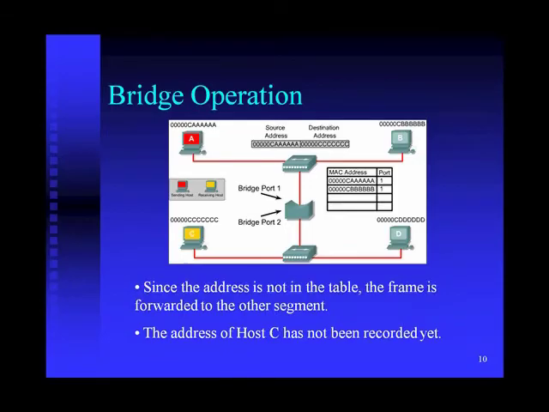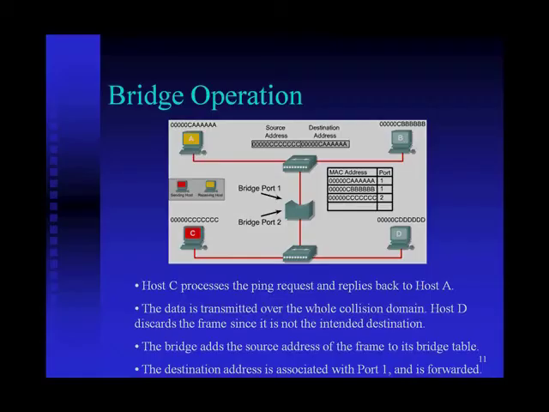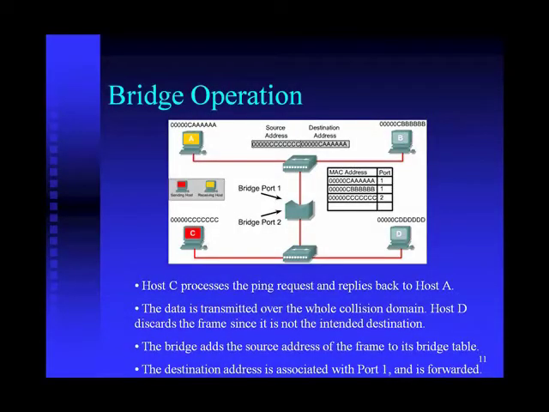Since the address is not in the table, the frame is forwarded on to the other segment. The address of host C has not yet been recorded. Host C processes the request and is going to do a reply back. Now when that bridge gets the reply back, it knows it's coming from host C and that host C is on port 2. So it puts host C in the MAC address table and associates it with port 2.